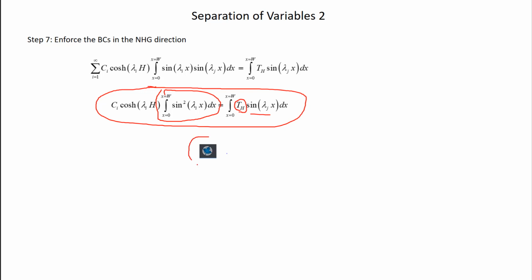And here's where Maple really helps, because Maple's really good at doing these integrals, and I'll show you how to do that next.